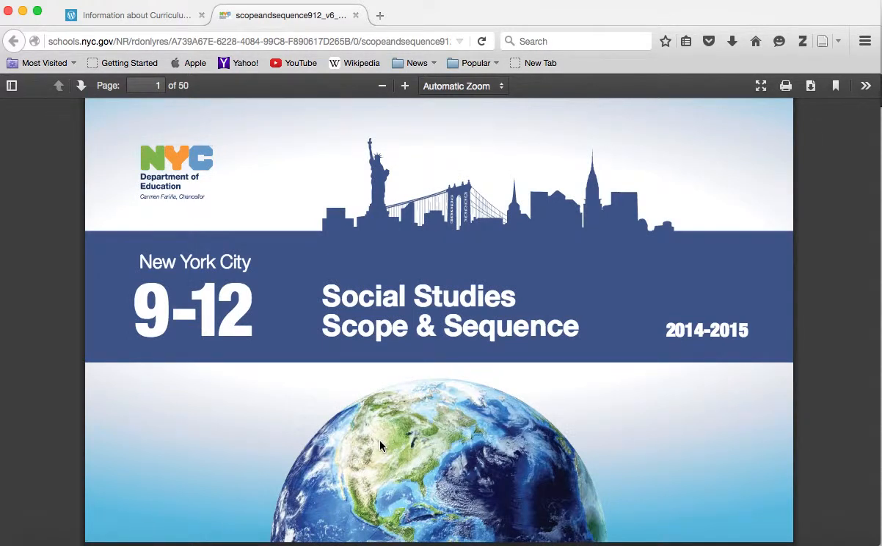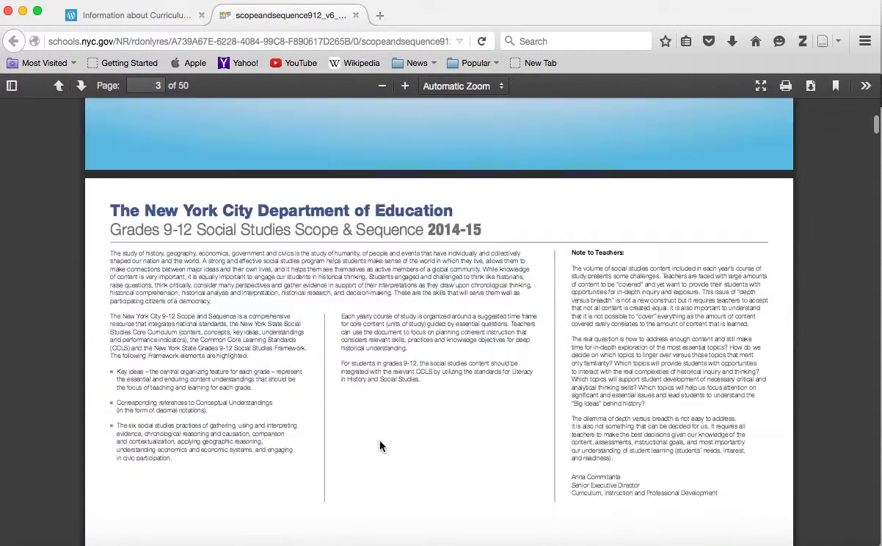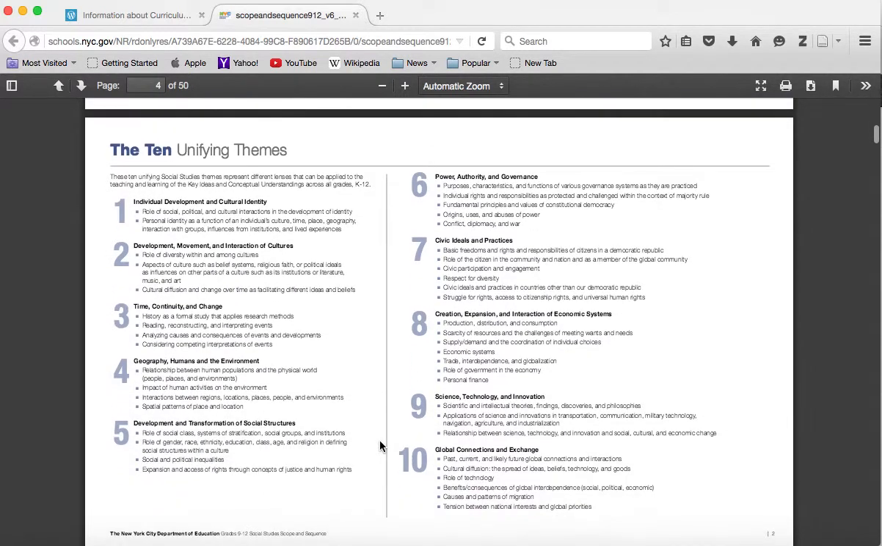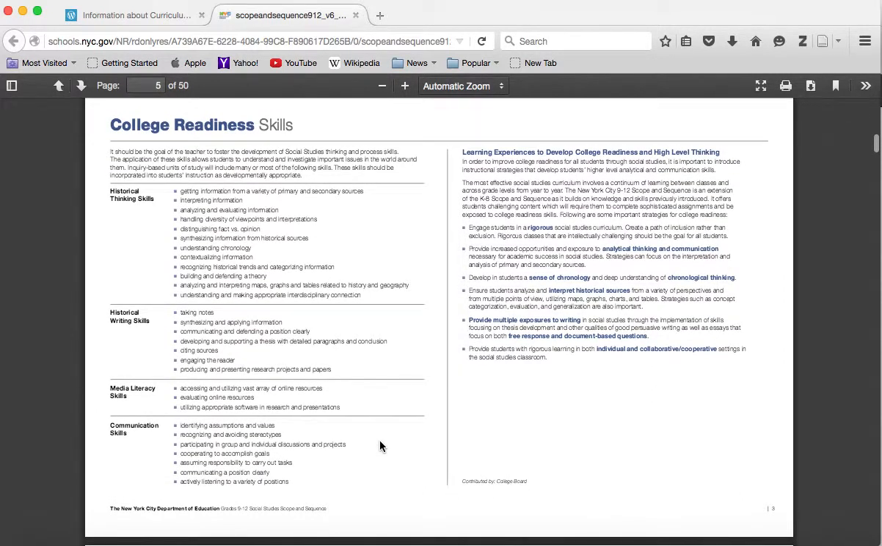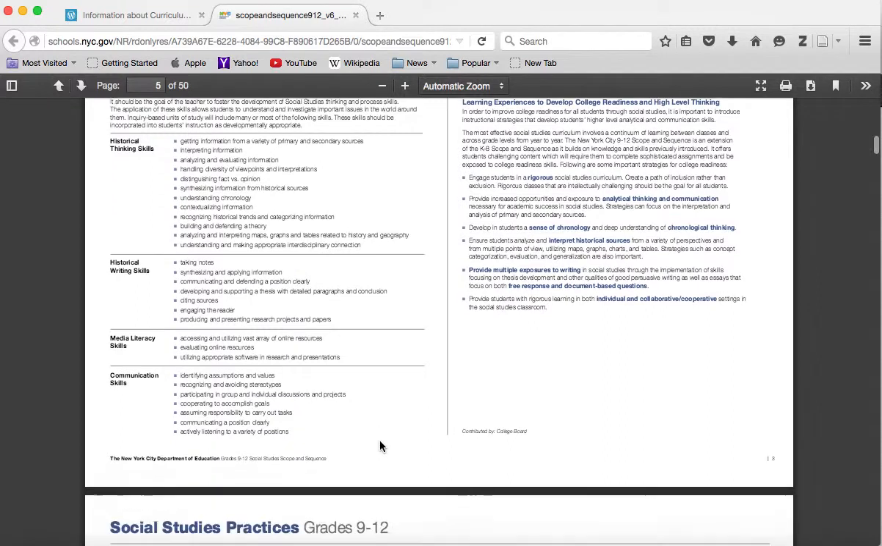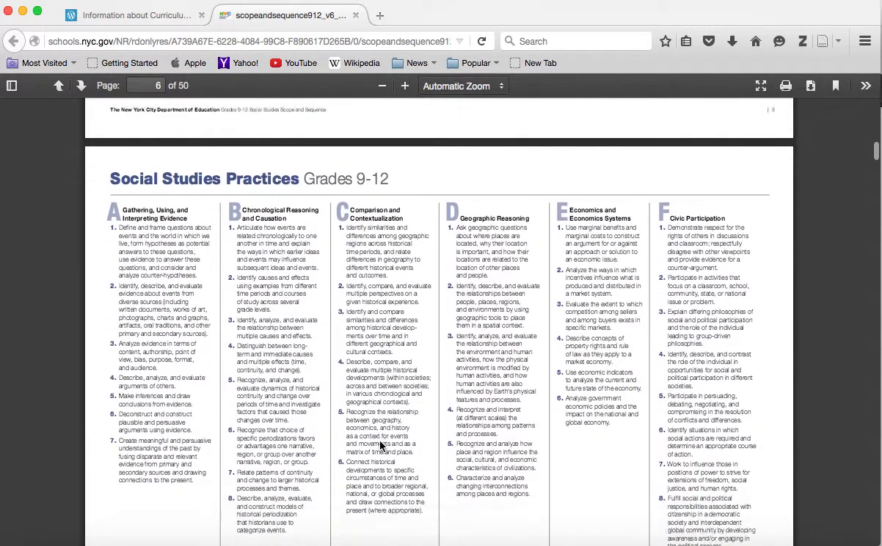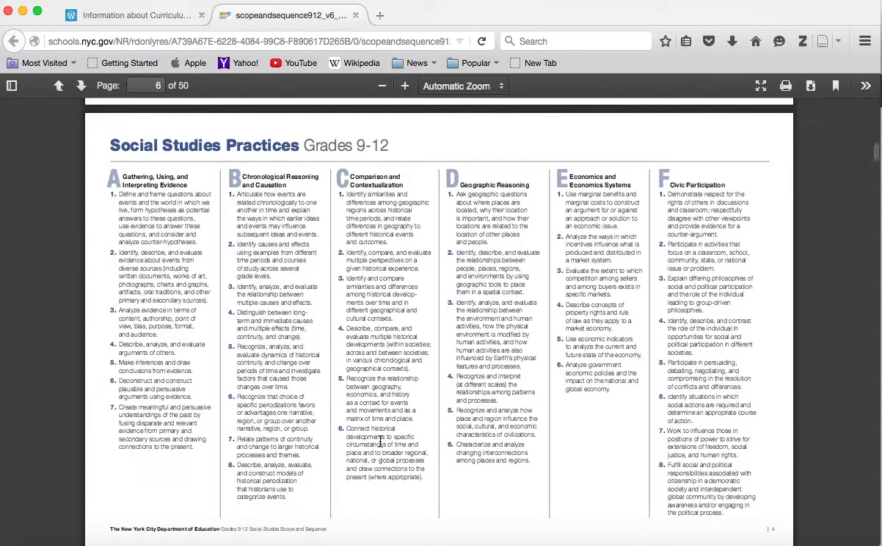The Social Studies Scope and Sequence for grades 9 through 12 outlines the 10 unifying themes, which you can see here, that will be covered in the social studies curriculum. These themes can be applied to the teaching and learning of the key ideas and conceptual understandings across all grades. The scope and sequence also outlines the college readiness skills that the students will learn when taking social studies. And it also outlines the practices, which are labeled from A to F, that these students should learn and master throughout their time in high school. And you can see these here, and they're broken down further by number.